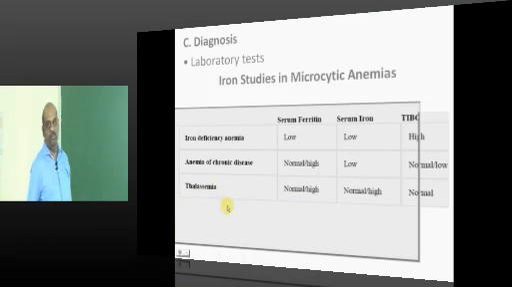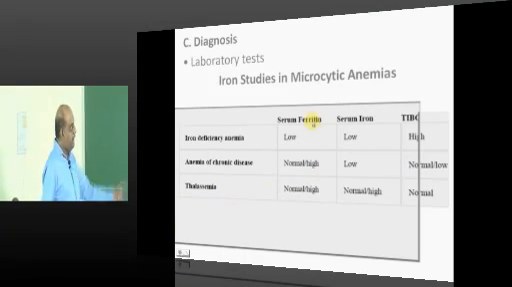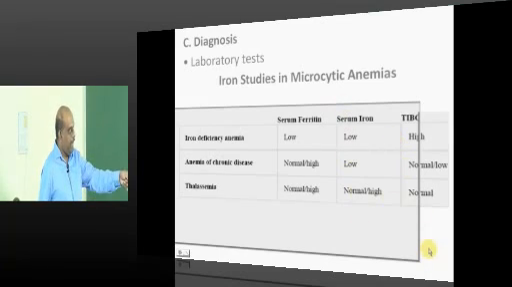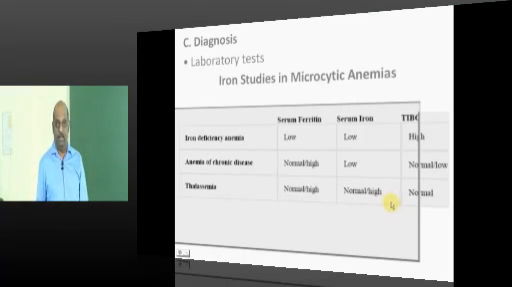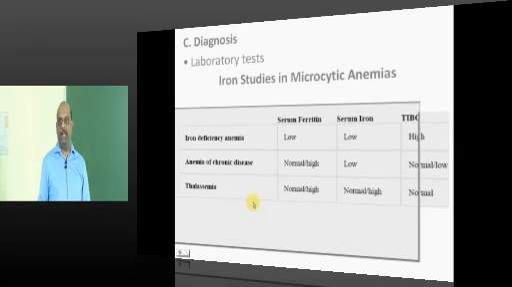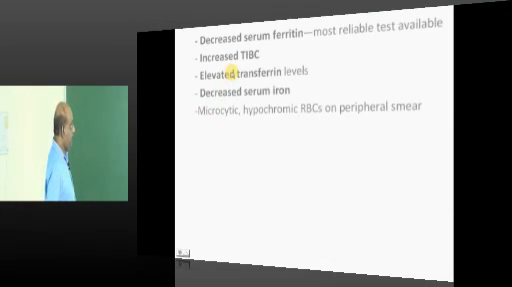Then thalassemia, in them ferritin, iron, TIBC, all of them will be more or less normal, none of them are either low or high. That's how you identify thalassemia, which is the other form of microcytic hypochromic anemia.